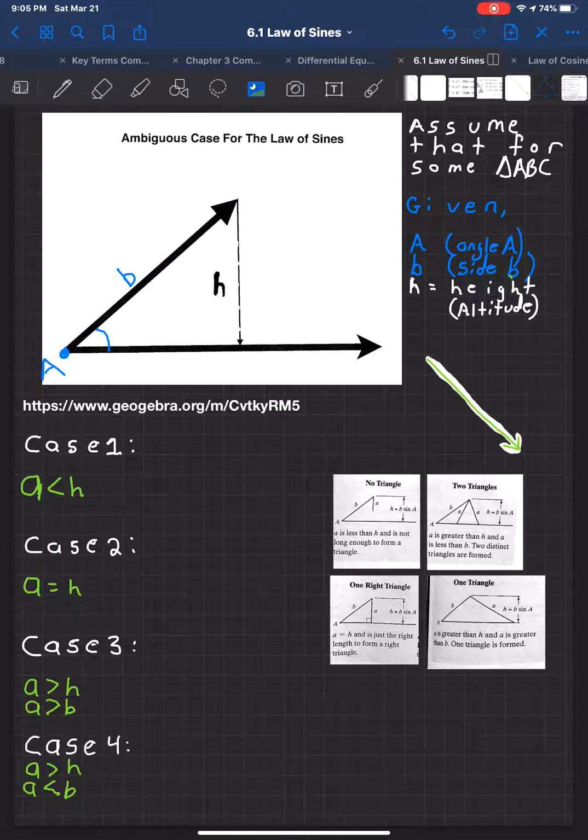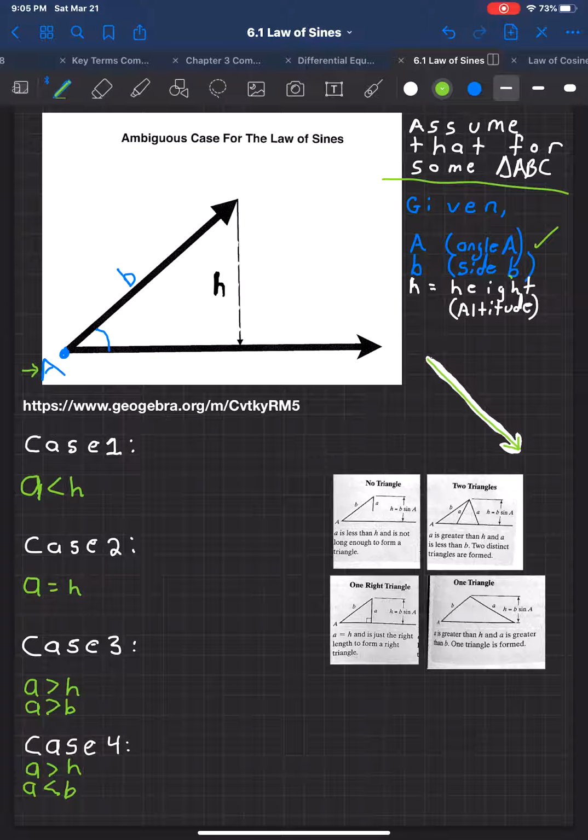So here's the idea. Assume that you have some triangle ABC. Let's assume that you're given angle A. Notice that on the screen, angle A is fixed, and side B is fixed. Now, to make sense of why this is a little bit hard, I'll come back to that H in just a second. You're also going to be given side A. But stay with me here.